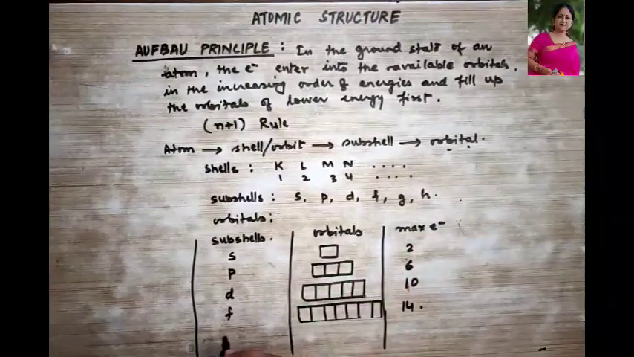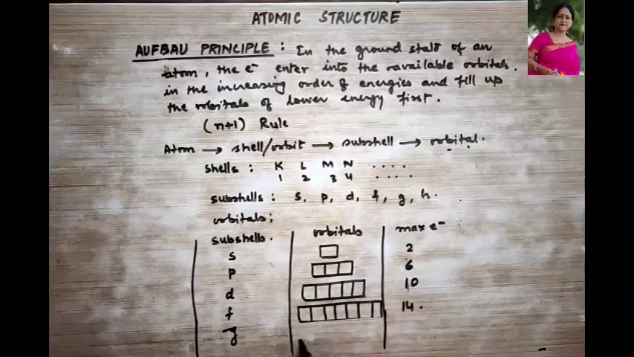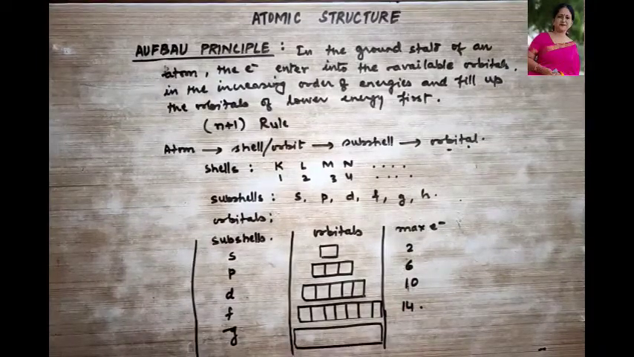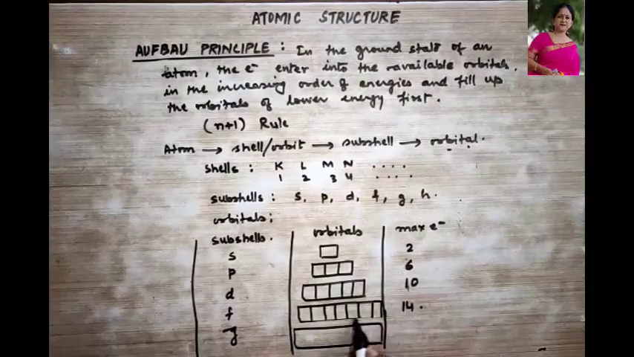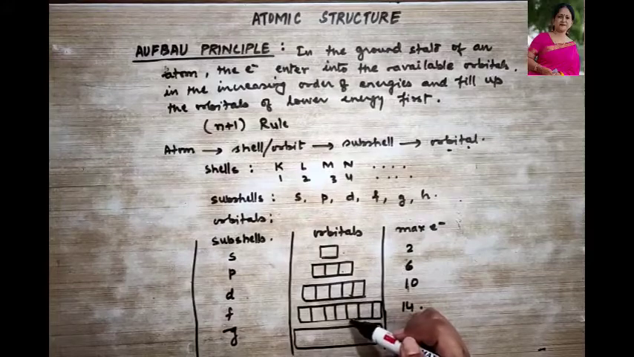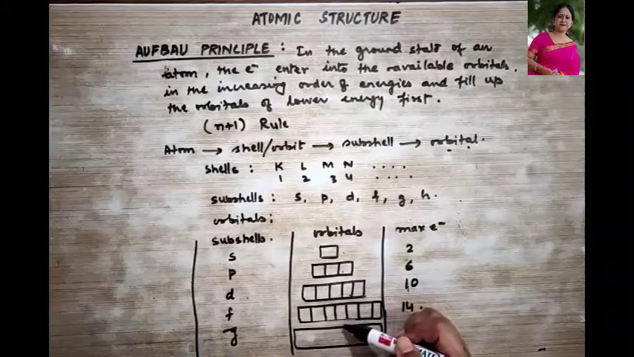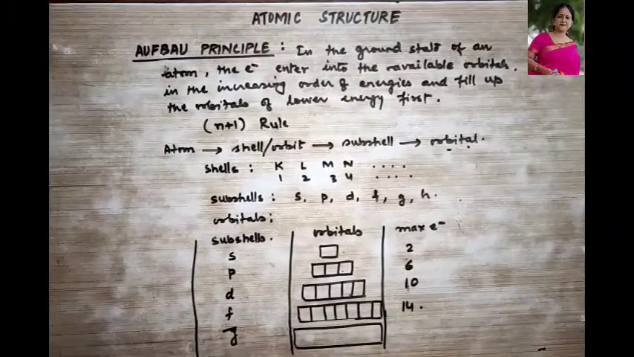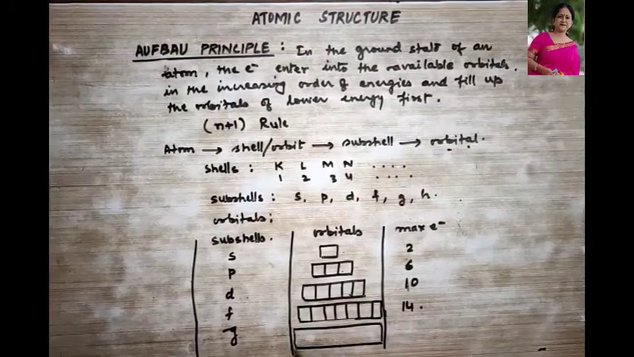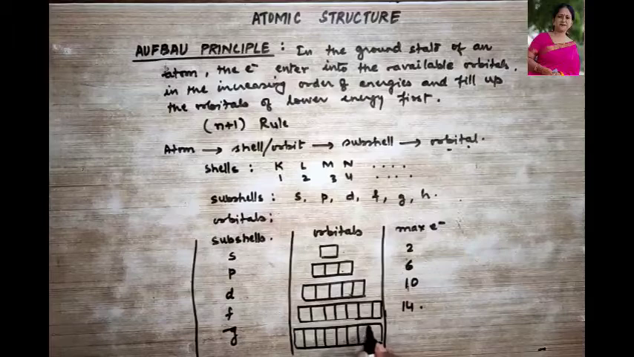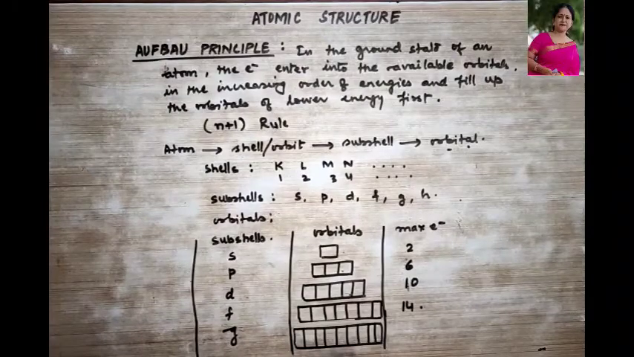So let us see the G subshell. Now how many orbitals are you going to find in the G subshell? Look at the sequence over here. You have 1, you have 3, you have 5, you have 7. So a difference of 2. So if we have 7 orbitals in the F subshell, then G will have how many? 9. Okay, so divide this into 9 parts. 1, 2, 3, 4, 5, 6, 7, 8, 9 orbitals are there.